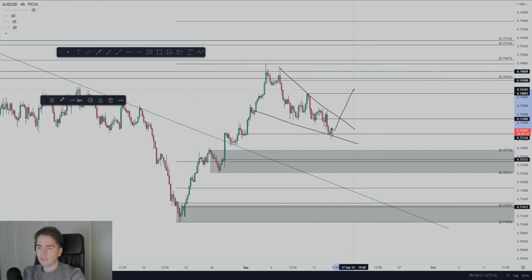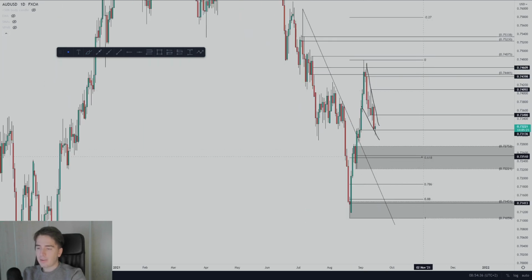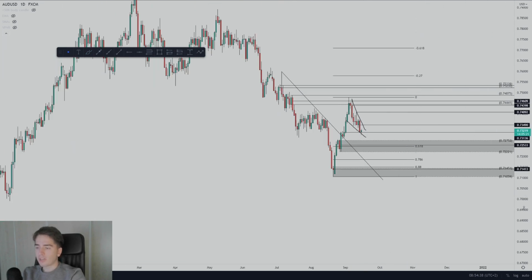Let's say we do break out, then we could start looking for a potential pullback, then a long back up towards the highs. But preferably I would still want us to move down lower on the daily, as we haven't even made a 618 fib retracement on the daily.